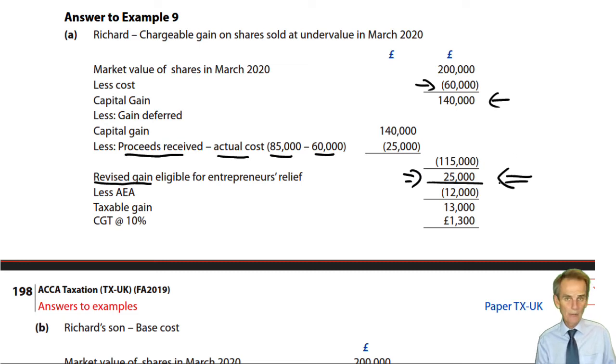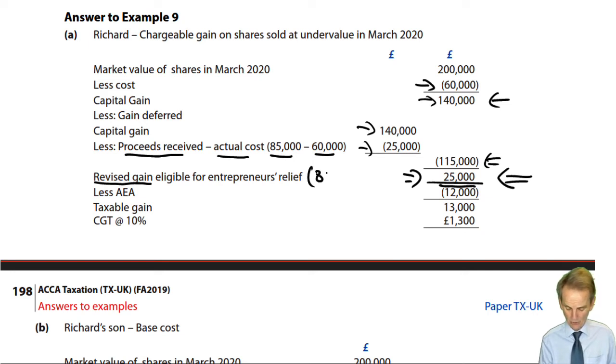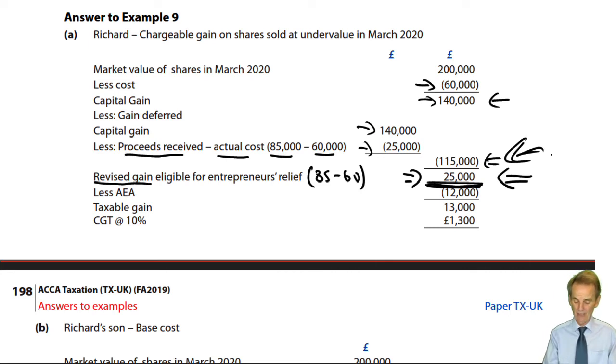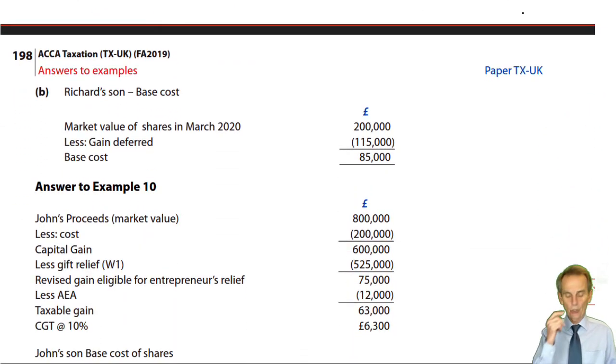The rollover relief is effectively, therefore, a balancing figure. We're going to charge 25,000 out of 140, so 115,000 is the balancing figure. It is, of course, the capital gain, 140, less the amount of that gain that remains chargeable. You don't necessarily need that working. All you had to do here was to put, as we did before, actual proceeds minus actual cost. That equals 25,000. What then is the balancing figure to go in there? 115,000. Once you know the gift relief, then you're able to work out the base cost to the donee.